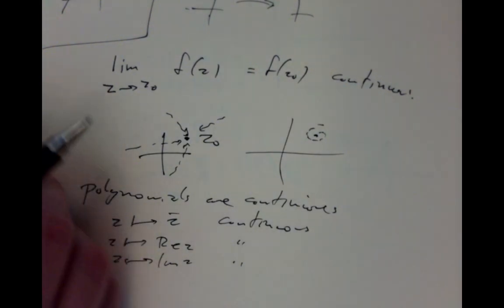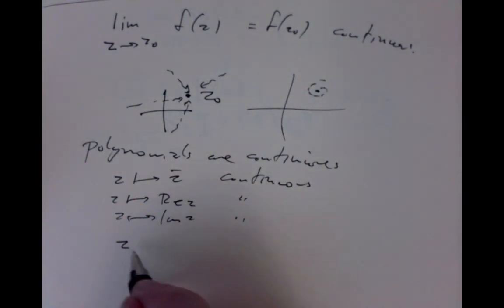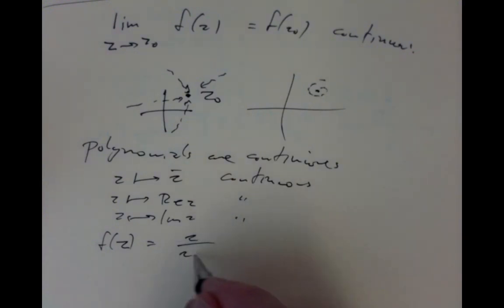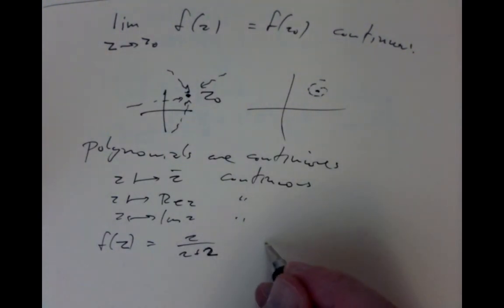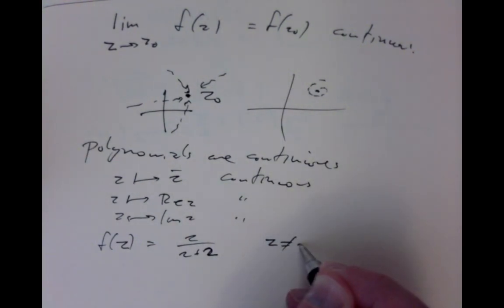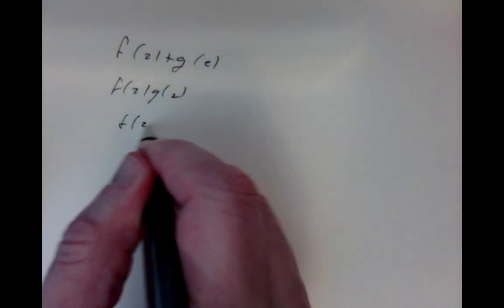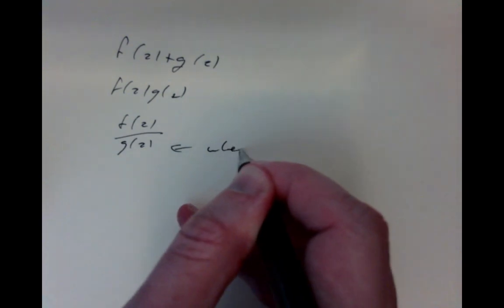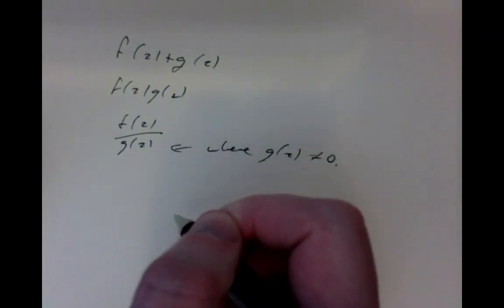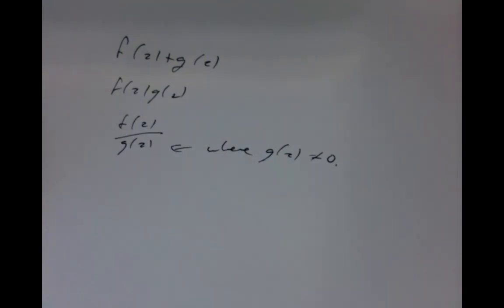Similarly, the function f of z, say z over z plus 2, is certainly continuous except at z equal to minus 2. When z is not minus 2, then this is perfectly nice and continuous, and so on for similar sorts of functions. If we take any arithmetic operations on continuous functions, we always get continuous functions. So, for example, we could add continuous functions to get another one, multiply them to get another one, take the ratio to get another one, wherever the denominator is not zero, and so on and so forth.